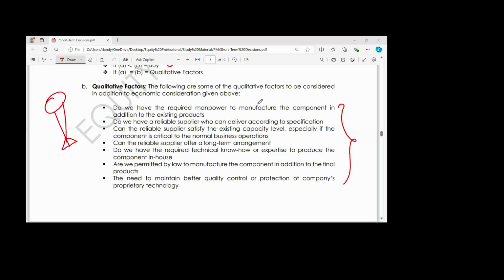Okay, Kunle? Yes, sir. Thank you, sir. You're welcome. So let's have an illustration.